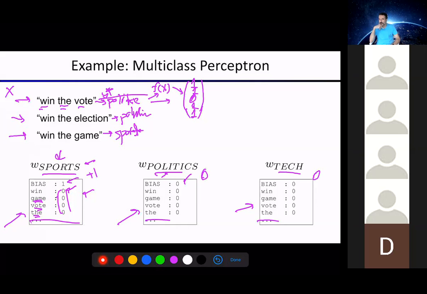Any guess? Sports. Is it correct or incorrect? Definitely wrong. Yeah, it's wrong because the correct label is politics, right? So it produces sport, so it's incorrect. How do we update this, and what is the correct label? This W, politics, right? How do we update that? We subtract the f of x from w politics. Yeah.